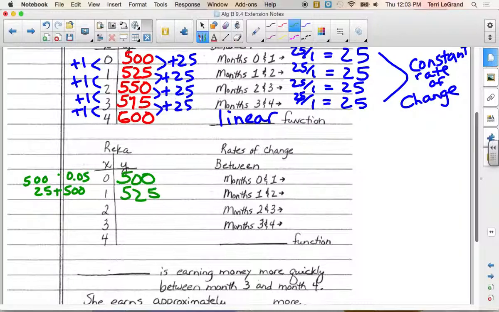So what's 5% of 525? $26? It should be 5.25. Okay, so we're going to round to the nearest dollar, so that's $26. So we're going to add 26 to 525. 551. So what we did is we took the 525 now times 0.05. We got 26 and we added that to 525.